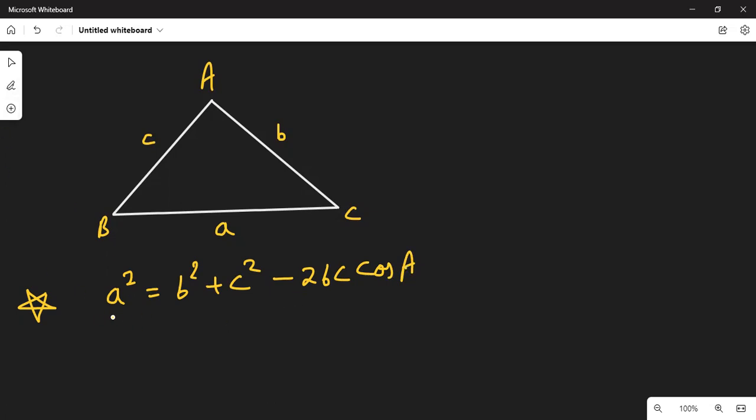How to remember this formula? Suppose you are talking about a. First of all, you will use capital A here, and then b square, c square, the other two sides: b square plus c square minus 2bc cos A. So it's very, very easy to remember this formula.